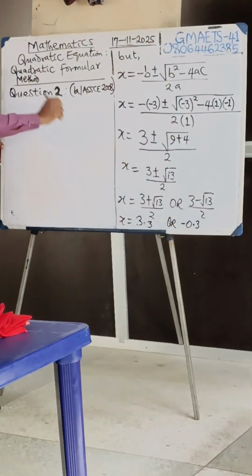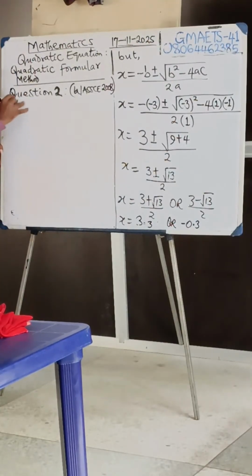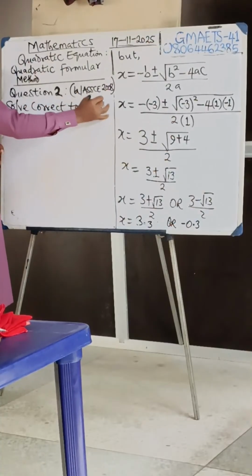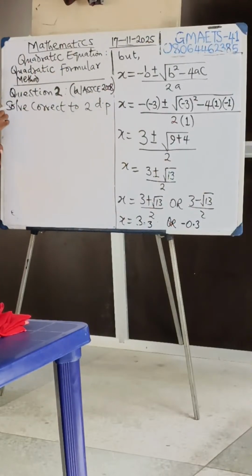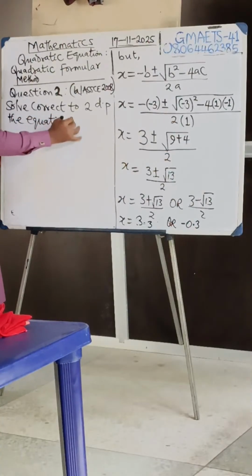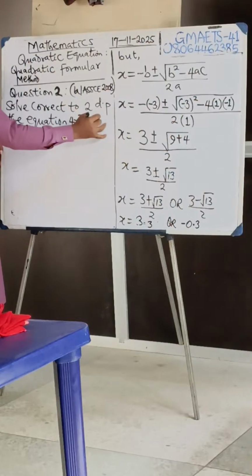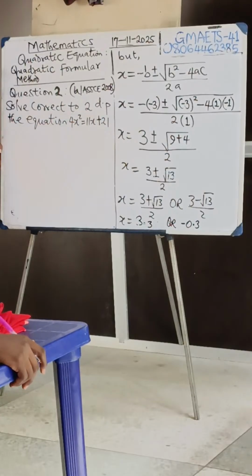Okay, let's go. Read out the question, please. Solve, correct to 2 decimal places. You're not reading. Hold on, solve correct to 2dp the equation. Is that not how it's supposed to be? The equation: 4x squared equals 11x plus 21. I'll be fast in solving this question because we'll spend time explaining all of these. Are you getting me right?